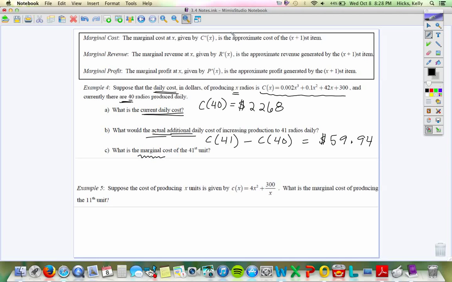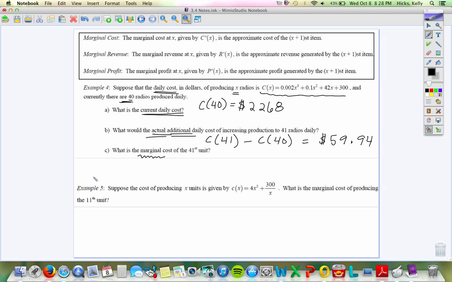Okay, what is the marginal cost? Marginal cost is the approximate cost to produce this next item. We know how much it costs to produce 40. Now we're going to estimate how much it costs to produce 41. That one additional item is what we're really calculating here.